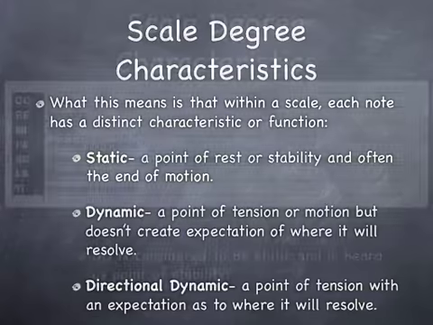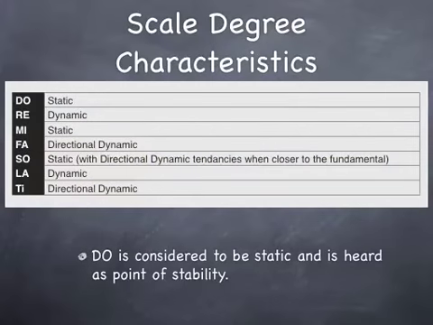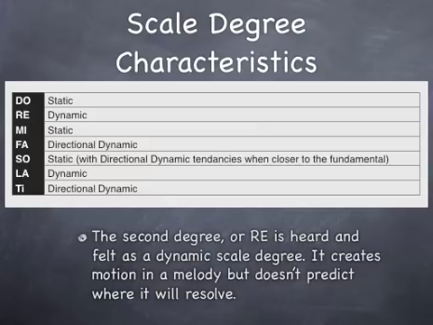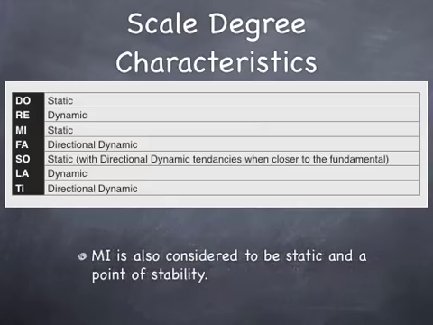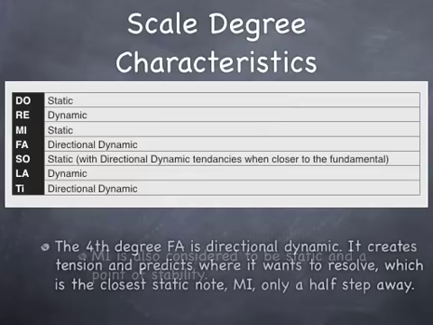So for the major scale, we have Do, which is static. We have Re, which is dynamic. It can either resolve down to Do or up to Mi. Mi is static. Fa is directional dynamic. So this means that it predicts where it wants to resolve. And in this case, Fa always wants to resolve to Mi, because of its proximity, it's only a half step away from Mi. These half steps are going to become very important as you begin to compose.